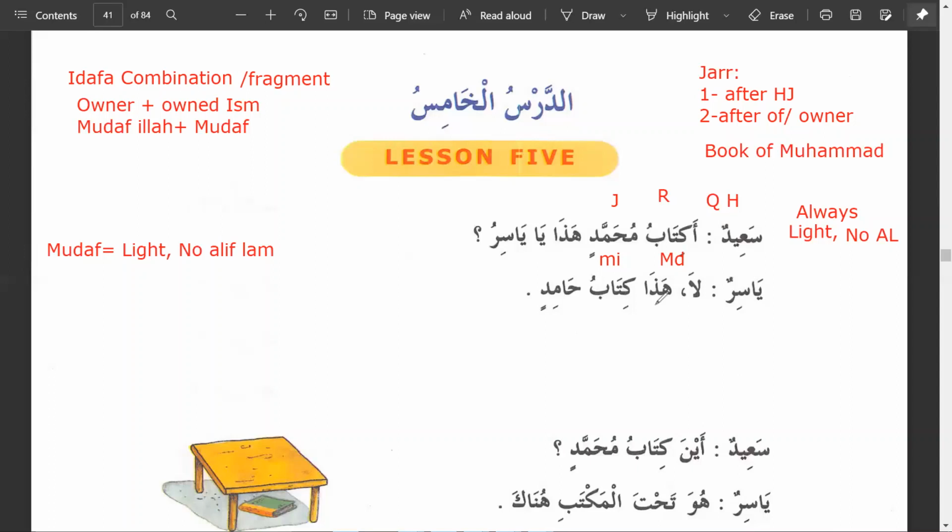Haza is? This. And this you learned in lesson 1. Remember? Haza baytun, haza masjidun, haza kitabun. So you learned haza. Haza is this, and haza is just like huwa when you are pointing to a masculine ism, right? Haza is for a masculine ism. Now tell me, this is a sentence: la haza kitabu Muhammadin. Do you see an idafa combination in this sentence?